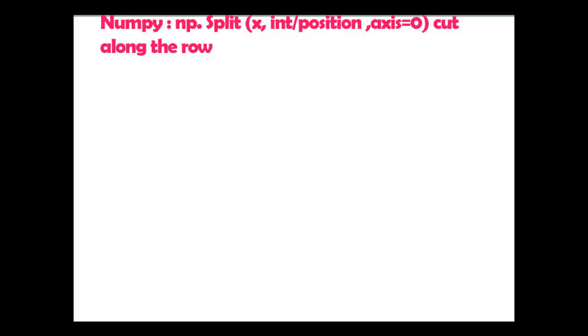So now here you can see the syntax of the np.split function. For x, we can pass either an integer or positions, and we can pass axis. Axis can be 0 or 1. So in np.split, if axis is equal to 0, it means split along the row. If axis is equal to 1, then split along the column.